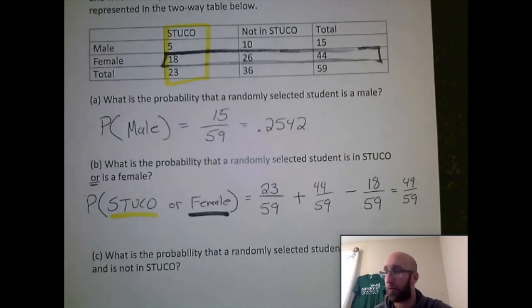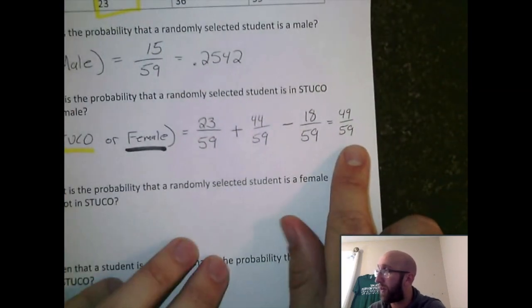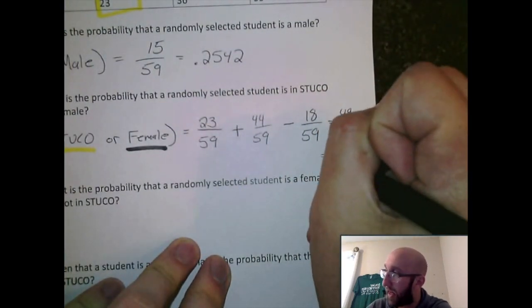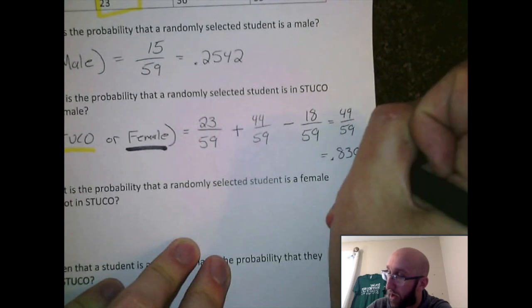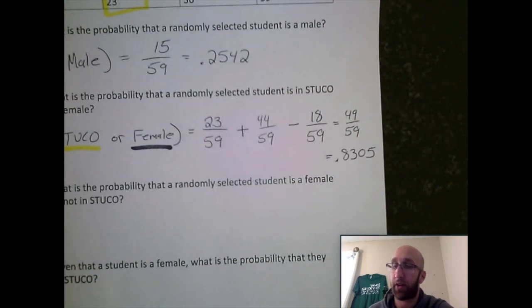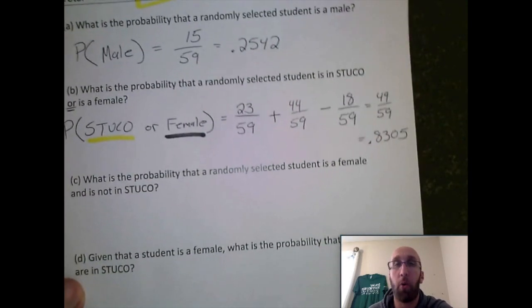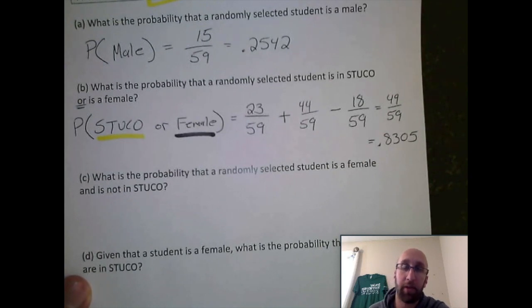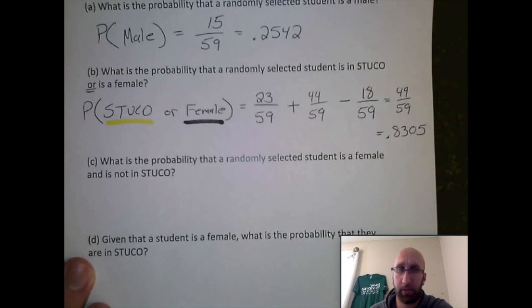It's nothing too crazy. By the way, if you take 49 over 59, that is 0.8305. So the probability that you randomly select a student that is in Stuco or is female, you have an 83% chance of doing that. Two more questions here and we are done.